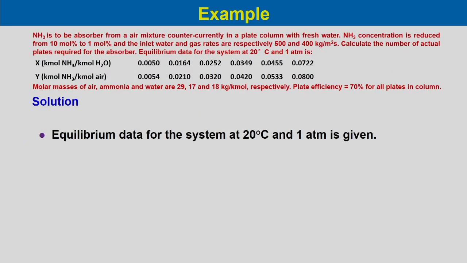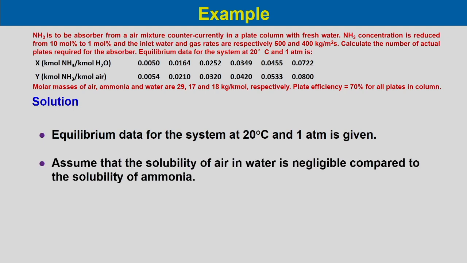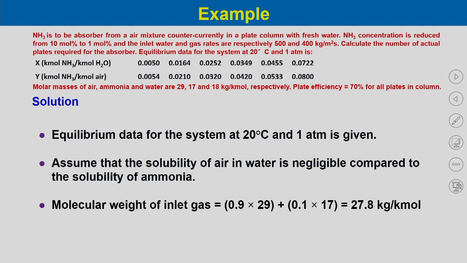Now, assume that the solubility of air in water is negligible compared to the solubility of ammonia. So air is considered as an inert carrier gas with respect to ammonia, and it is insoluble in water. Molecular weight of the inlet gas we can calculate. It is 90% air, so 0.9 into 29 plus 10% ammonia, which is 0.1 into 17. So it is 27.8 kg per mole.